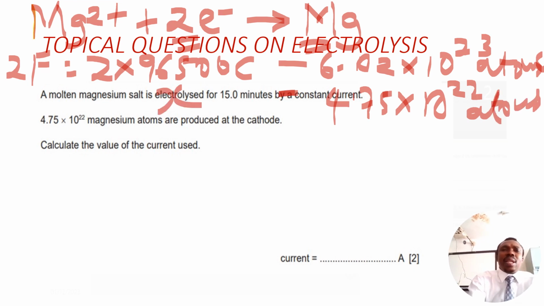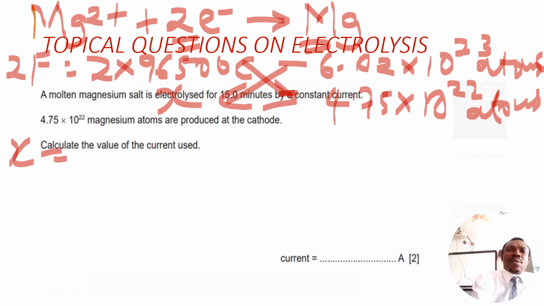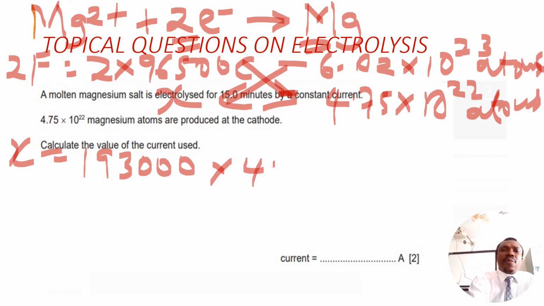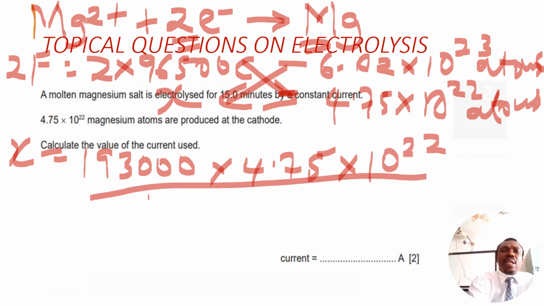So we need to calculate that. You cross multiply. You now have x, which is equal to what? 2 times 96,500 coulombs, which is 193,000, multiplied by 4.75 times 10 raised to the power 22, divided by 6.02 times 10 raised to the power 23 atoms.